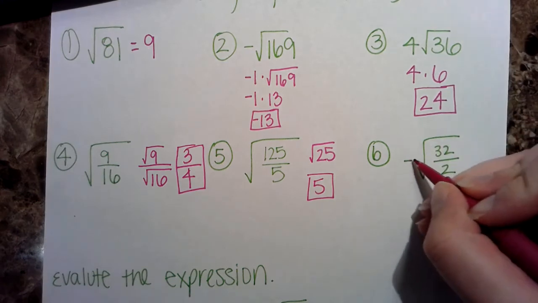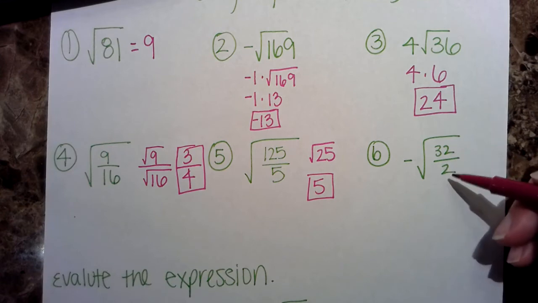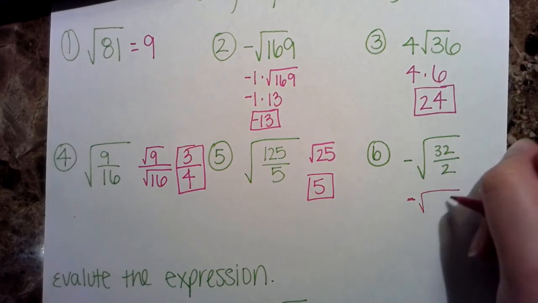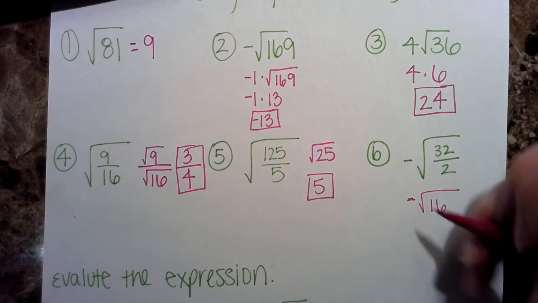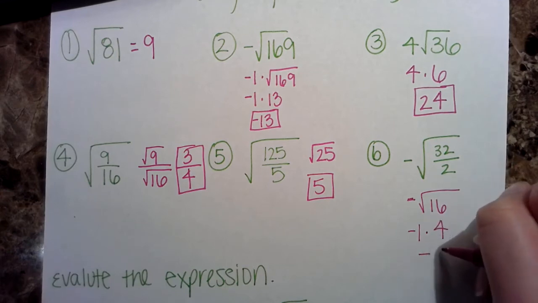This one, I have to remember I have this negative on the outside. 32 divided by 2 can be simplified. So I'm going to be left with negative square root of 16. I know the square root of 16 is 4, so this is going to be -1 times 4, which is going to give me -4.